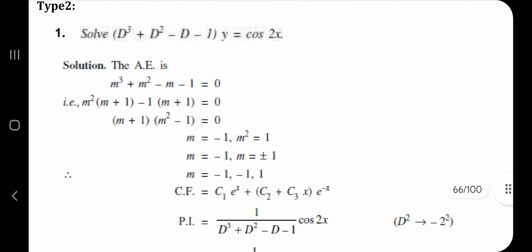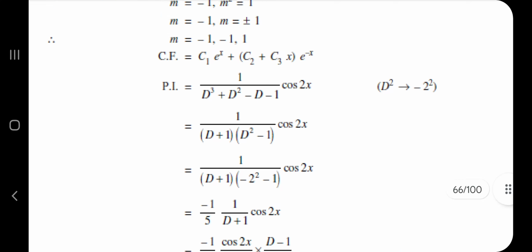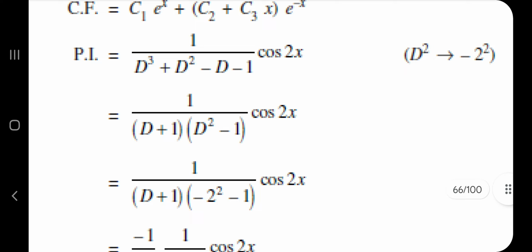That's about type 1. In type 2, what we have is cos 2x here. In this case, we are supposed to observe carefully. After we have got cos 2x like this, we'll be simplifying these. Like d cube plus d square minus d minus 1. It can be written as d plus 1 into d square minus 1.